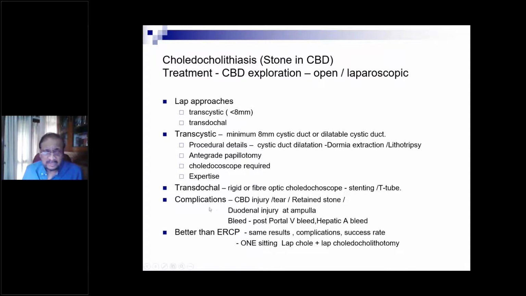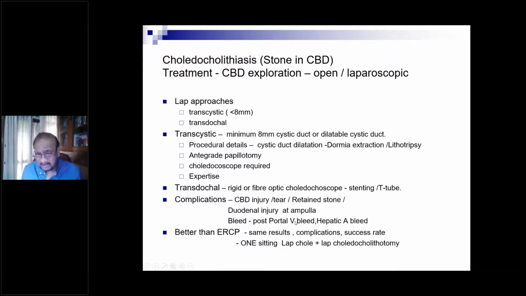What is probably easier is the transductal, which can easily be done even with a rigid. Now, with a rigid, you can never do a transcystic. You can't do it. Remember, you're going to tear everything up, right? So you have to have fiber optic for transcystic. Transductal can be done with rigid or fiber optic choledocoscope. Stenting and T-tube are required, which is not required in transcystic. You don't require stenting or a T-tube there. Here you do.